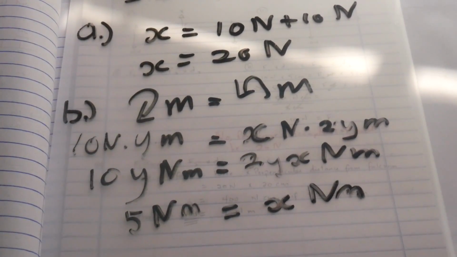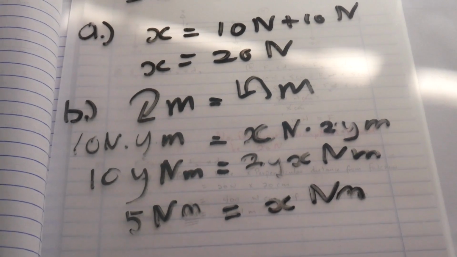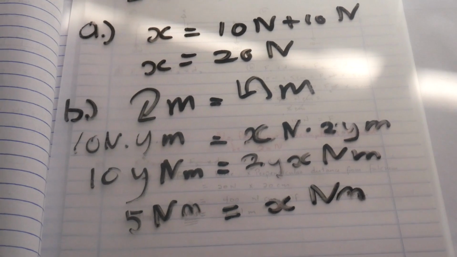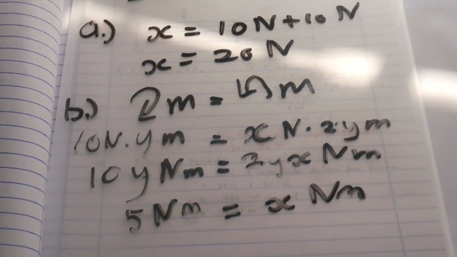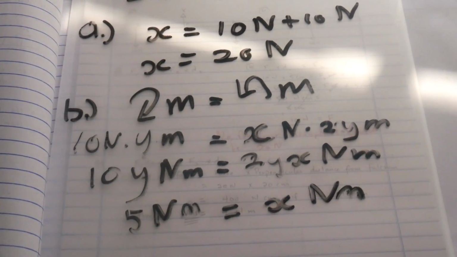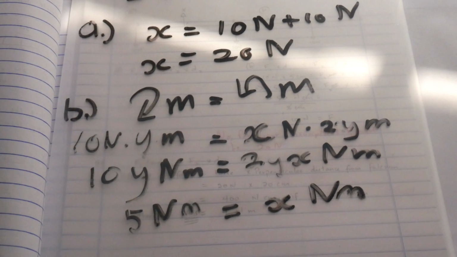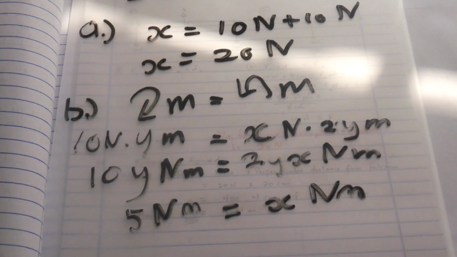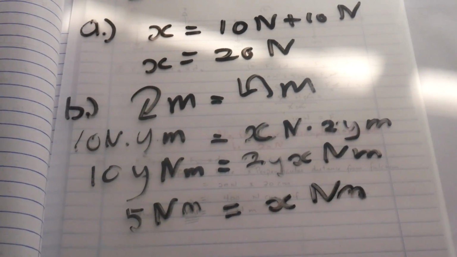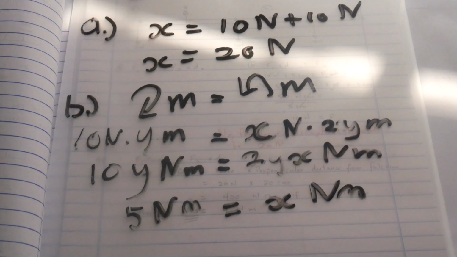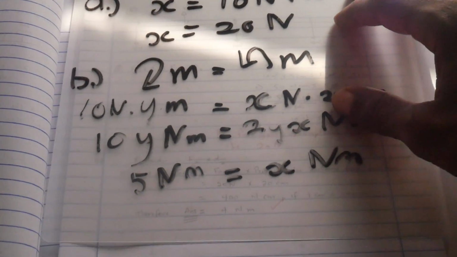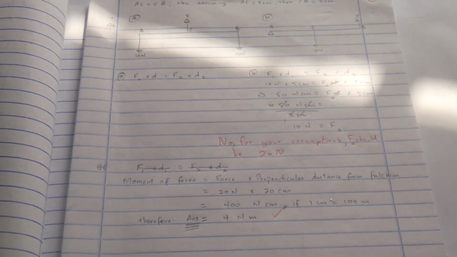So AC is the distance that a clockwise moment is acting at, the distance from the fulcrum. So the clockwise moment is 10 newtons at point C times y meters, and the anti-clockwise moment is x newtons times 2y meters. And working that out, we see that x is equal to 5. And that is the question. Alright.